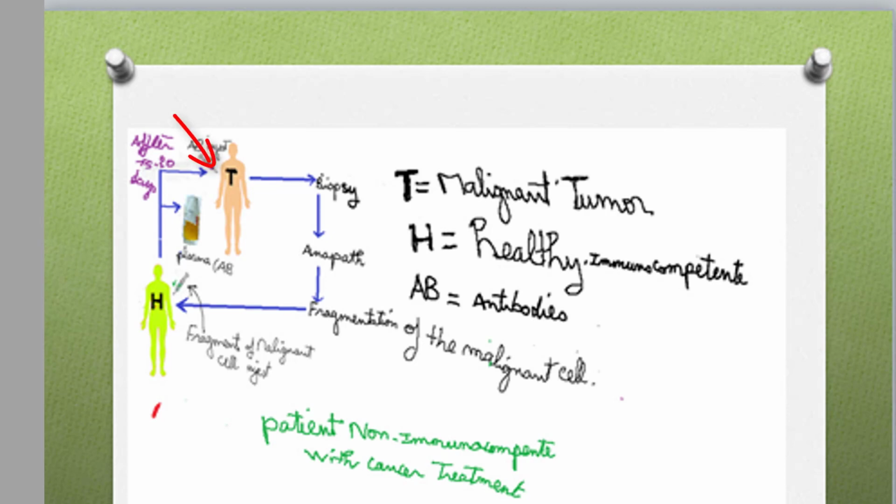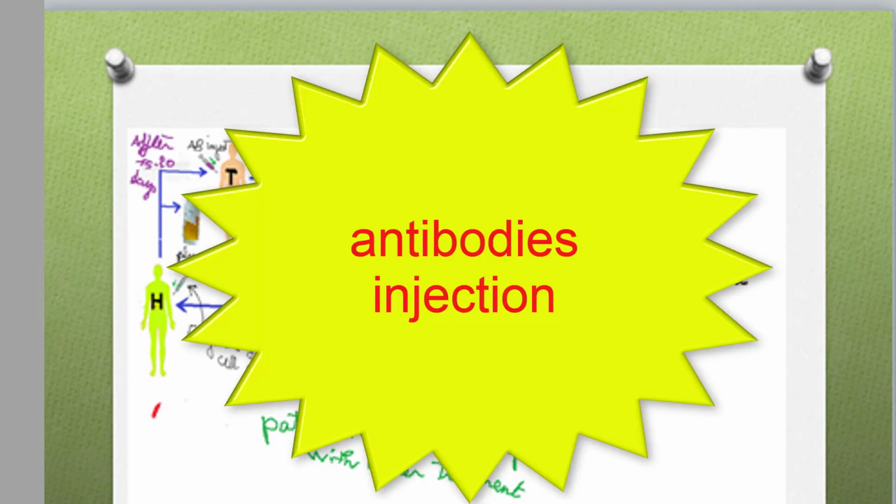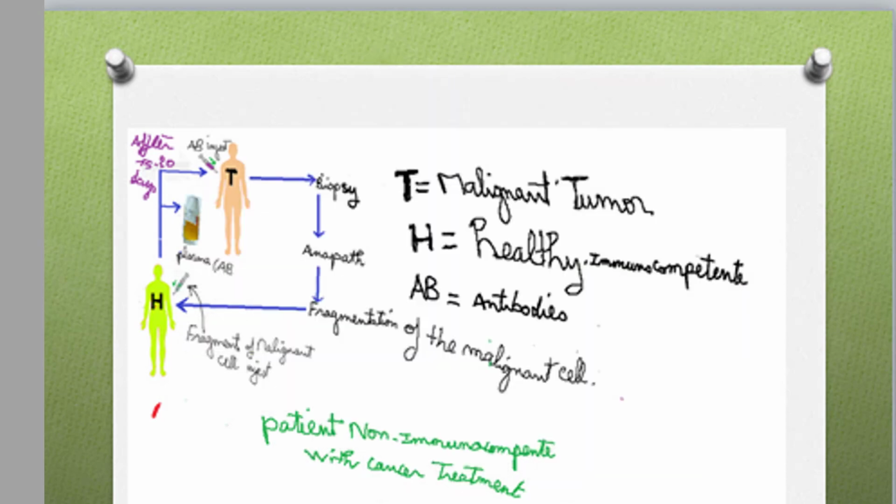We take antibodies or plasma containing antibodies from the body H, which is healthy immunocompetent, to the patient T. So here, cancer treatment for a non-immunocompetent patient with cancer is by antibodies developed inside another body which is healthy immunocompetent of the same group.